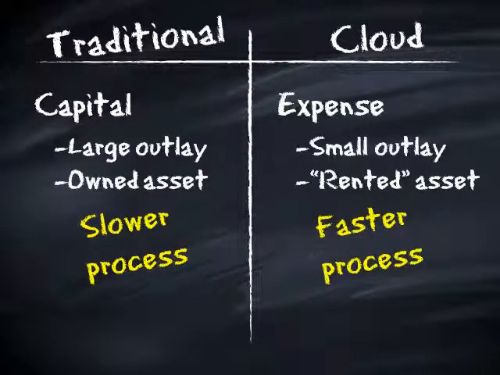In the traditional IT provisioning model, where a capital outlay is involved, usually it's a larger amount of money and it's an owned asset. And if your company is like most others, that is a slower process in terms of approval and funding and acquisition. Everything is slower about it. On the cloud side of the ledger, where cost is an operating expense, there's a smaller outlay. Of course, that happens probably on a monthly basis. The asset is not owned. You can look at it as being a rented asset, and it's a faster process.